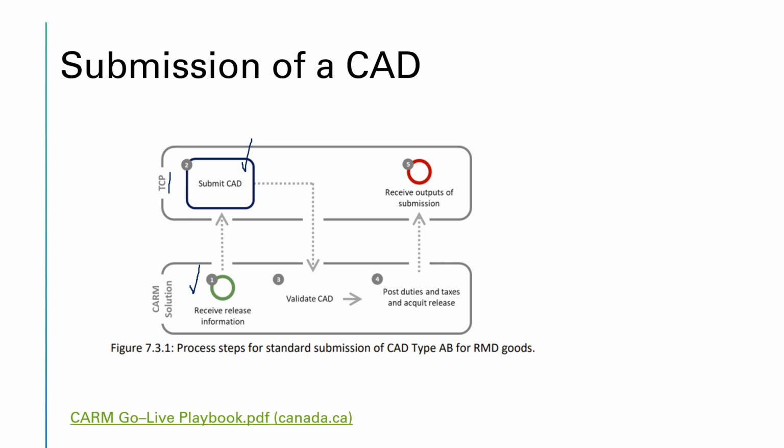Then the CARM solution will actually validate the information on the CAD in terms of duties and taxes, and then will post those duties and taxes, telling the importer of record or the broker how much duties and taxes they need to pay, and then they receive the output of the submission, once it's validated by CBSA.